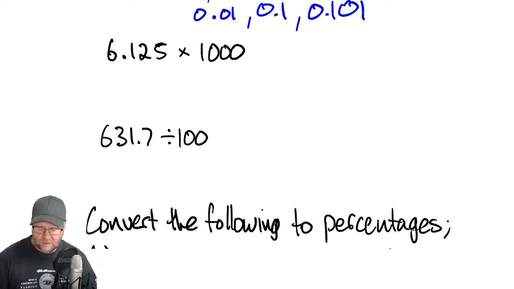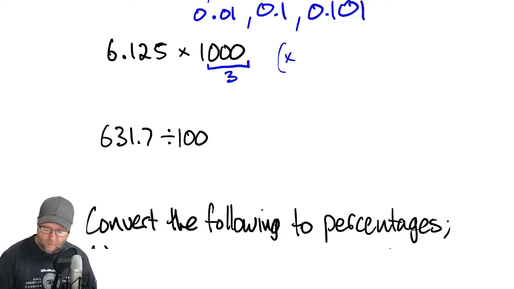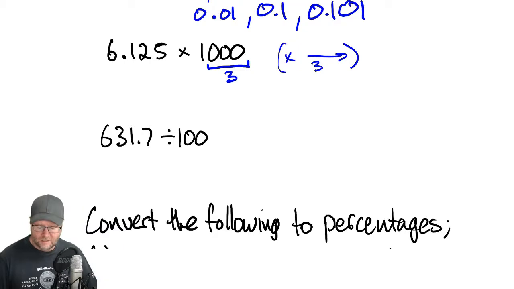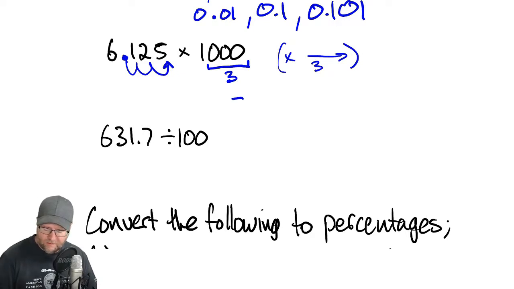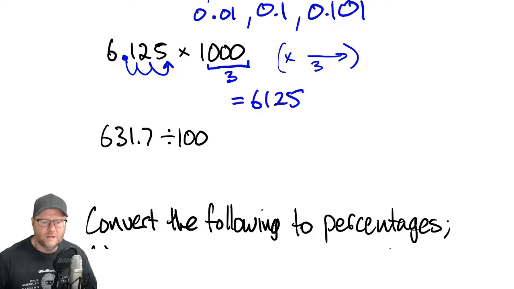Now, 6.125 times 1,000. Our strategy for doing these, I hope you remember, is when we're multiplying by tens, hundreds, thousands, 10,000s, all we do is we count the number of zeros. In this case, there are 3 zeros. And when we multiply, we move the decimal point that many places to the right. So in this case, it's going to be 3 places to the right. I can see that it starts here, and I move it 1, 2, 3 places. So it ends up after the 5. So my answer is 6125. I moved the decimal because it's a whole number.